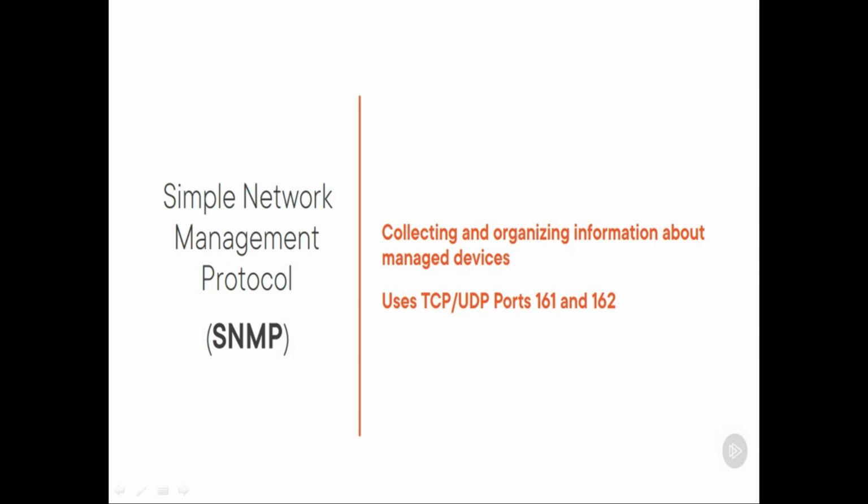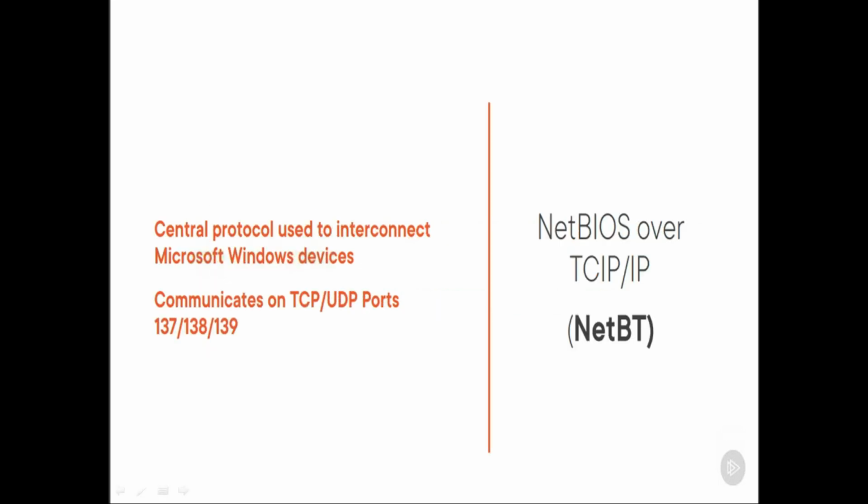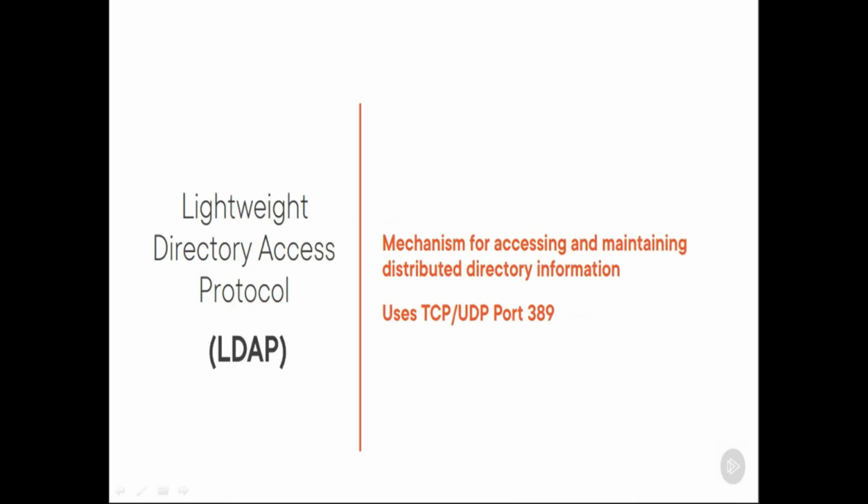So let's move to the next protocol. Next protocol is Simple Network Management Protocol, SNMP, collecting and organizing information about managed devices, uses TCP/UDP ports 161 and 162. So let's move to the next protocol. Next protocol is NetBIOS over TCP/IP, NetBT, used to interconnect Microsoft Windows devices. Communicates on TCP/IP ports 137, 138, and 139. Next protocol is Lightweight Directory Access Protocol, LDAP. Mechanism for accessing and maintaining distributed directory information, uses TCP/IP port 389. Let's move to the next.